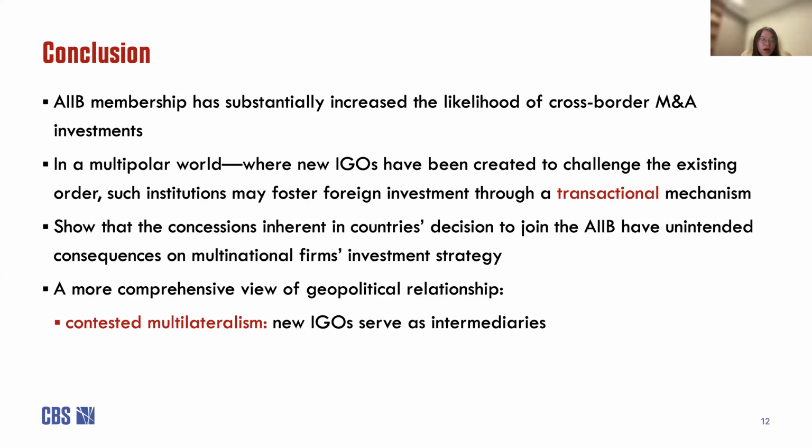So overall, we show a more comprehensive view of geopolitical relationships, and that extends previous research by highlighting a neglected aspect of geopolitics. So there is contested multilateralism, and supranational institutions like new IGOs can serve as intermediaries to mediate or facilitate the conflicts that we face in the geopolitical arena.